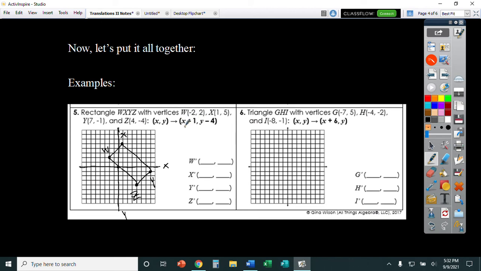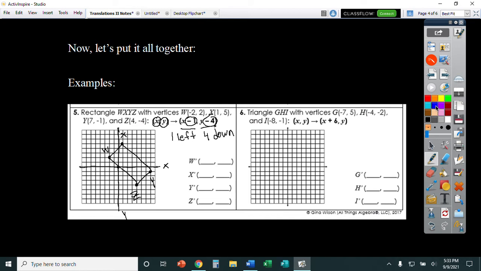Now to apply this rule, this is telling me x minus 1. It's telling me to take every x coordinate and subtract 1 from it. That's what I'm being told to do. And then to take every y coordinate and subtract 4 from it. If I subtract 1, that means you move 1 to the left in the x direction. And for y, if you subtract 4, that means you're going 4 down. And you might want to write that down so you can keep track of everything that's going on, okay?